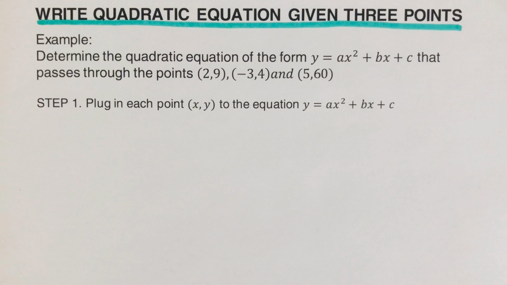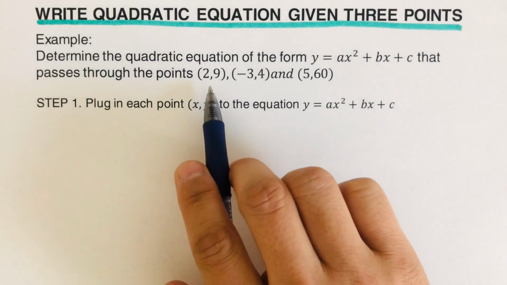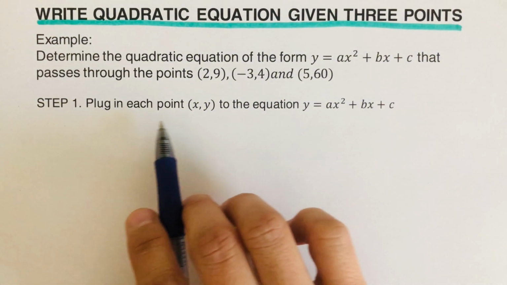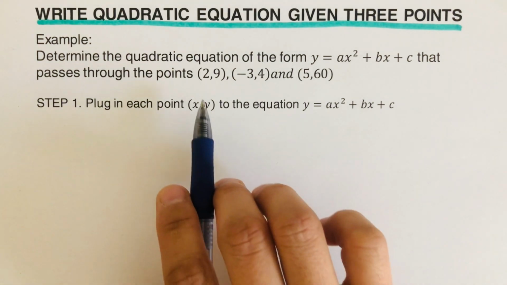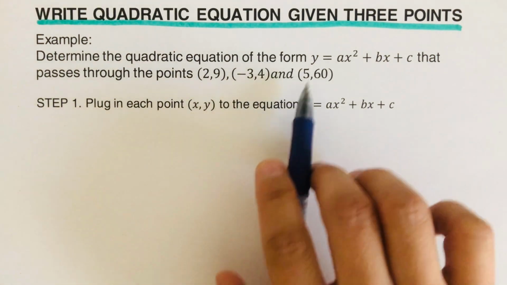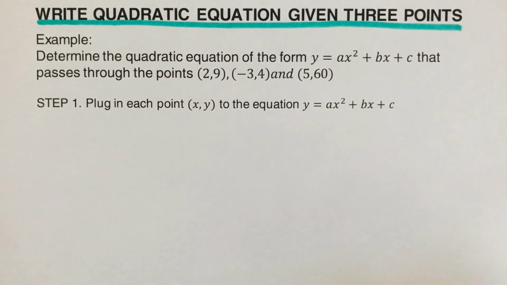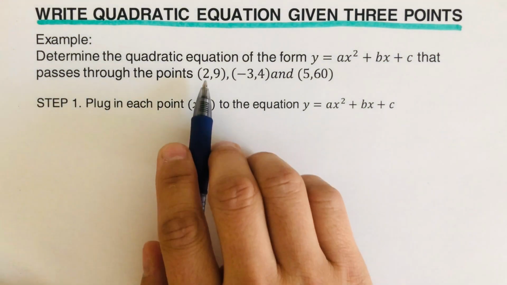These are the steps that we need to employ in order to determine the equation of the quadratic equation that would pass through these 3 points that are given to us. Step 1 here is to plug in each point. So the points that we're referring to are the 3 points right here, into the equation y equals ax squared plus bx plus c. So let's take this first example right here.